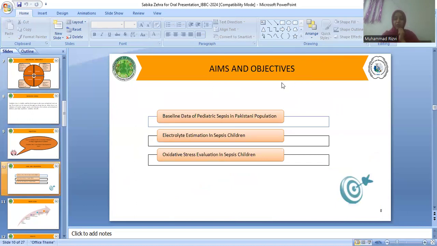Aims and objectives of our research are that this research will provide the baseline data for pediatric sepsis in the Pakistani population. Secondly, it will provide electrolyte estimation in sepsis children. And lastly, the oxidative stress evaluation in the sepsis children.